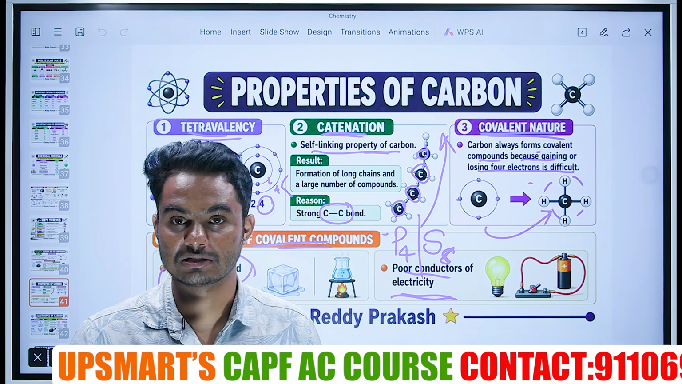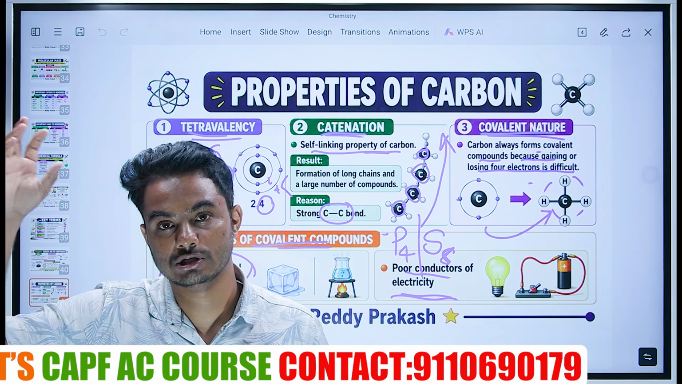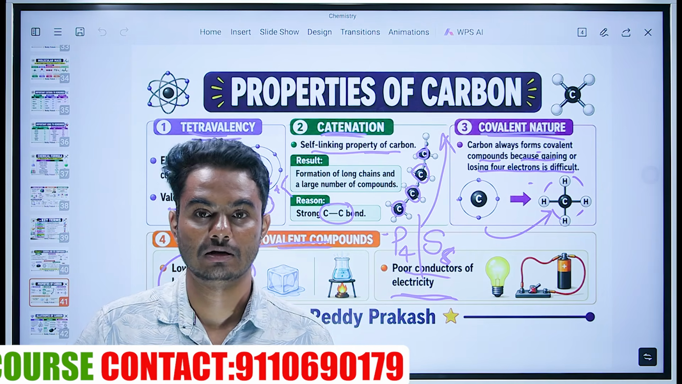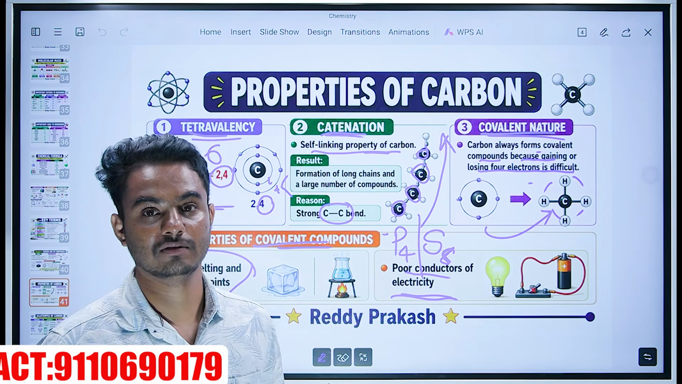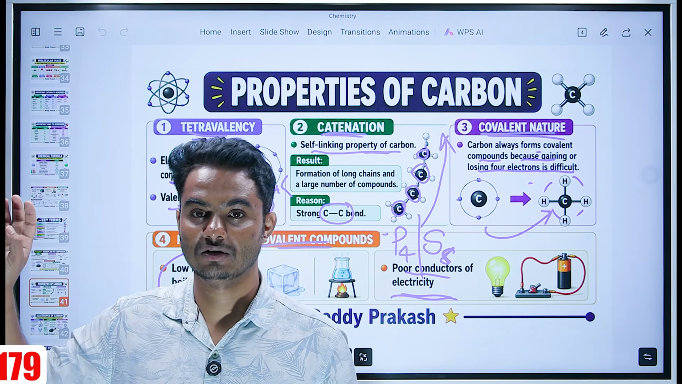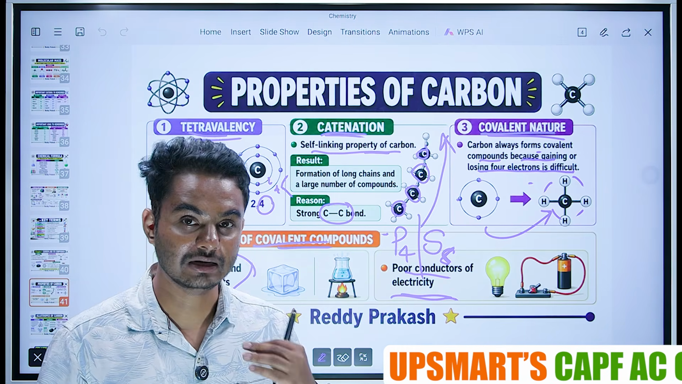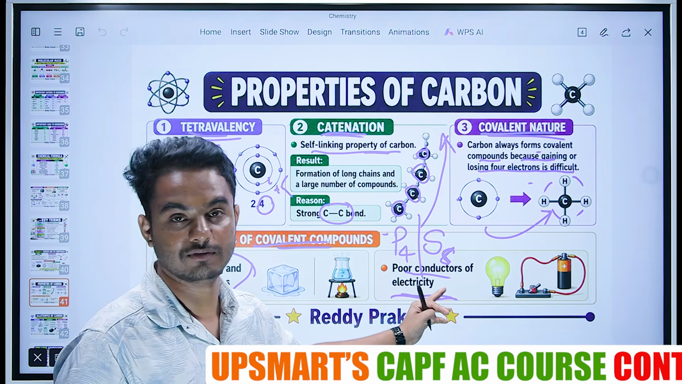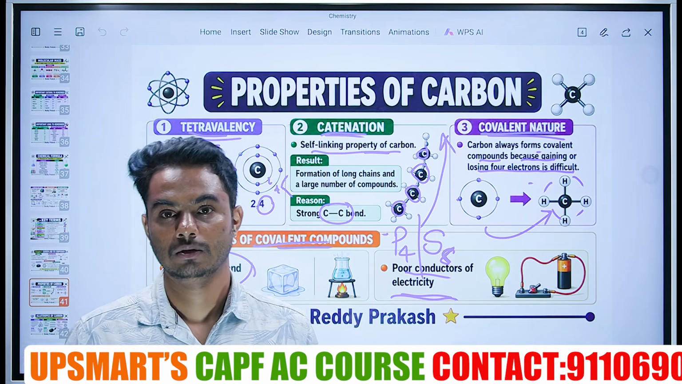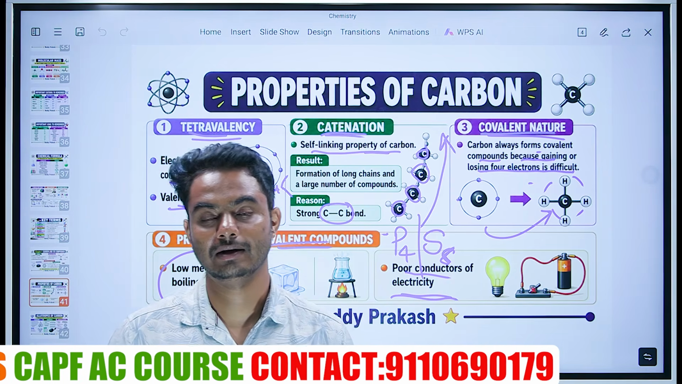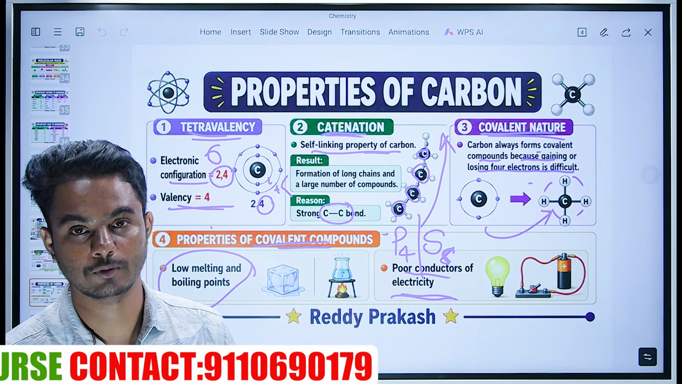You are getting a charge or losing a charge. When you have a charge over your head, positive or negative, it can conduct electricity. But what carbon does, it will keep its valency as it is. It will neither lose nor gain. Fine. When that doesn't happen, electricity will be poor. Covalent nature, tetravalency, electricity will be poor.